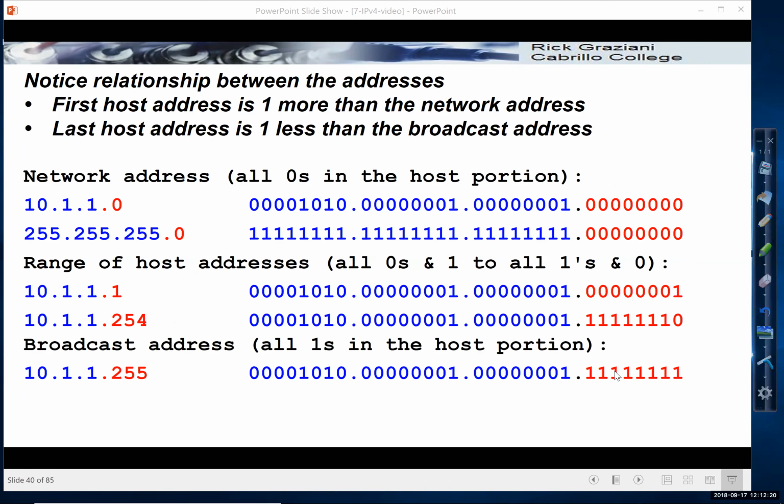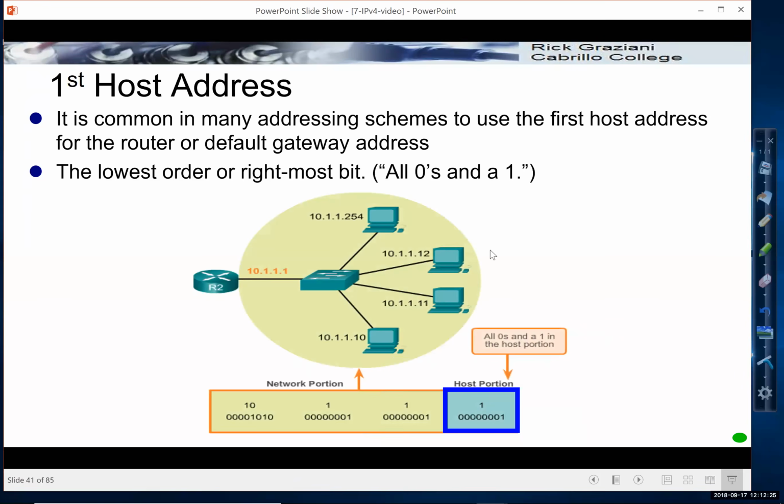All right, let's continue with this. So the first host address, it is common that we find that the very first host address on a network is used by the router interface on that network, which is the default gateway address used by all the hosts on that network. It doesn't have to be, but it's very common. Some people use the last host address to assign to the router's interface, which would then be the default gateway address for the devices on that network.